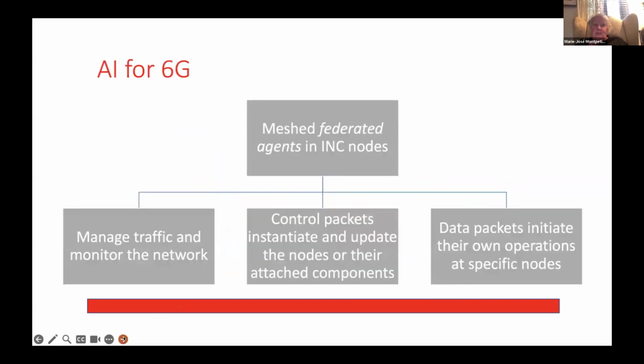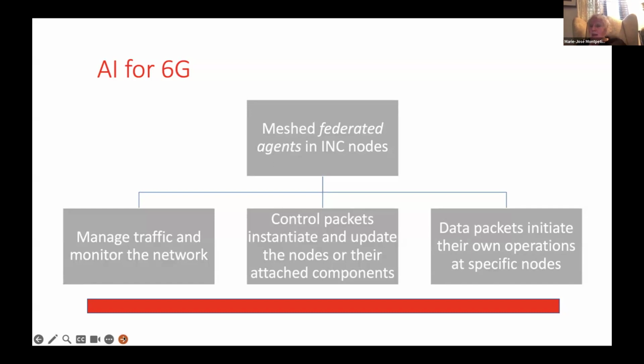So what's AI for 6G? Mesh federated agents in nodes, for managing traffic, control packets, to instantiate and update the nodes. This is actually, for people who are old like me, something that was called active networking when I was at university. It's a shout out to them, but it's something that can still be used, maybe not at a very important level, but you can update the node, you can send information there.